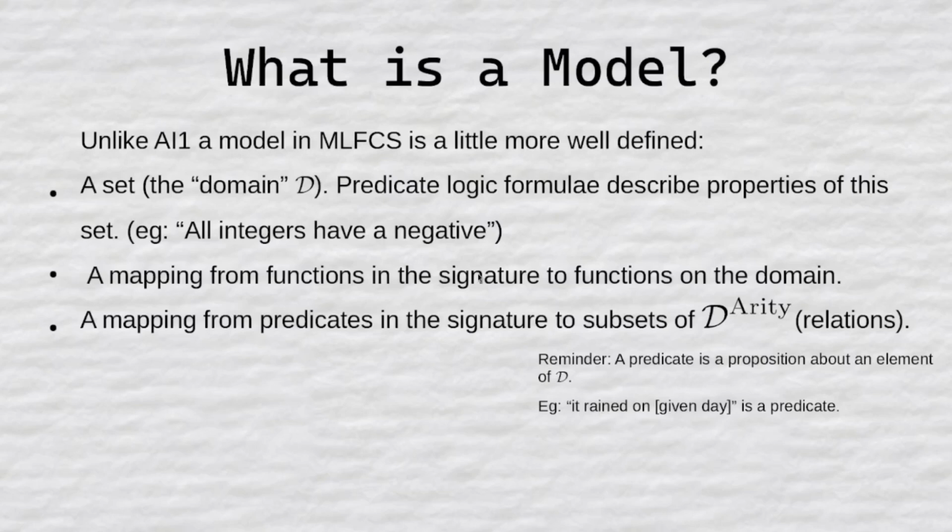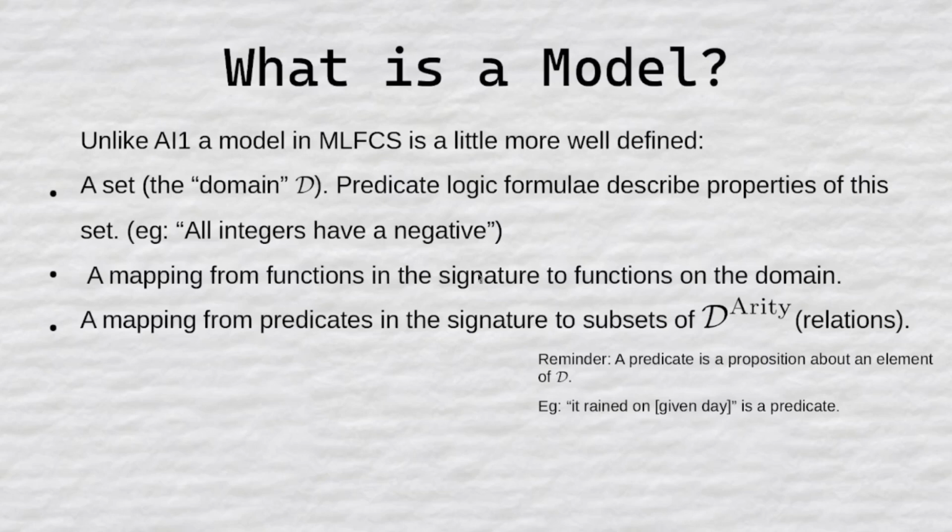The second thing it contains is a mapping from functions in the signature to functions on the domain. So it says, for every function that is used in all the predicate logic formulas we're talking about, what does that mean as a function from elements of the domain to elements of the domain? So for example, if you had f of x and y, it would be a function from two elements of the domain to one element of the domain, for example, plus.